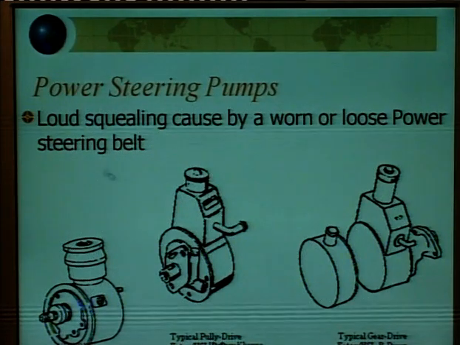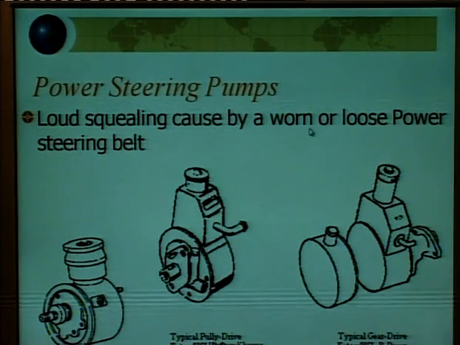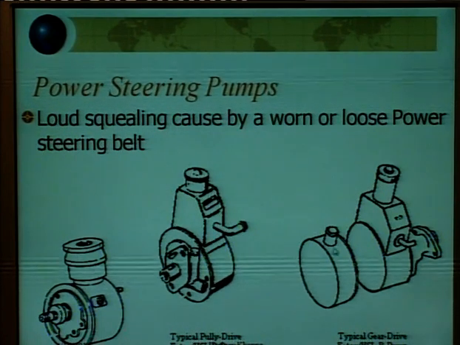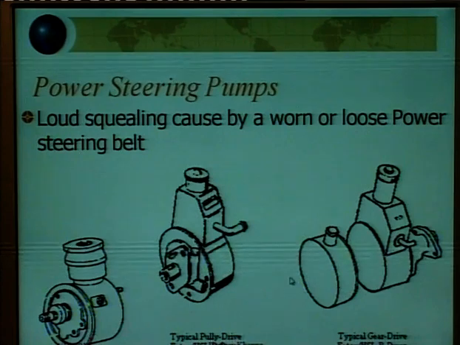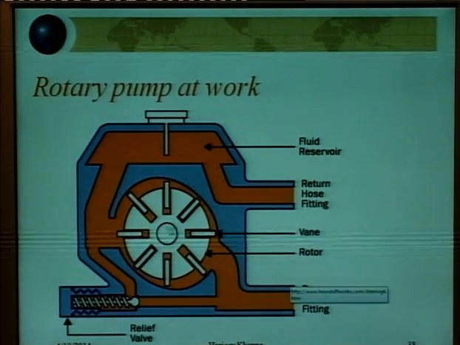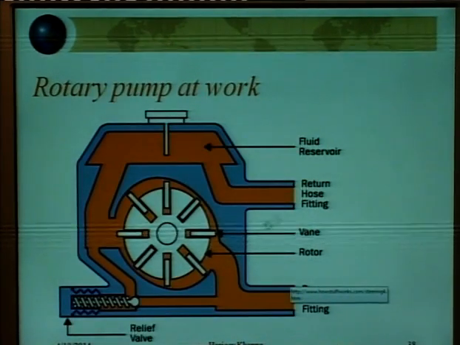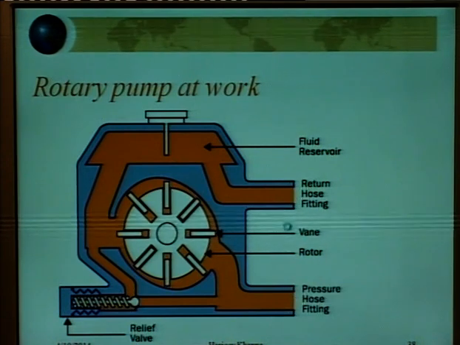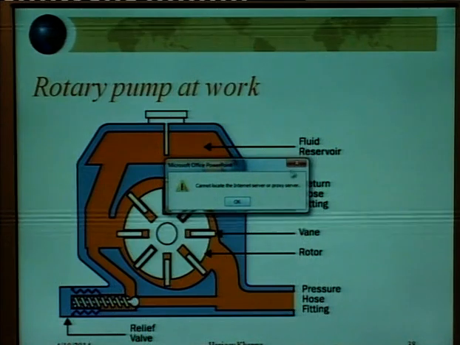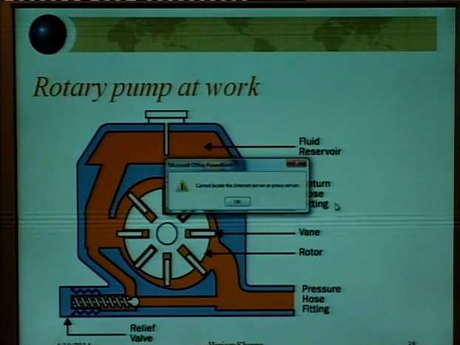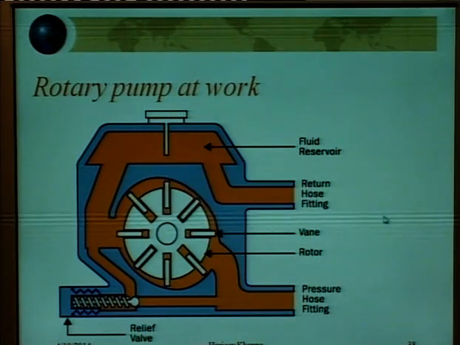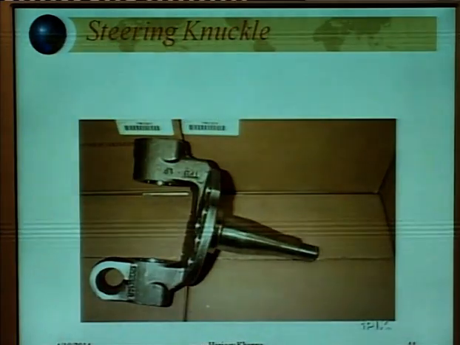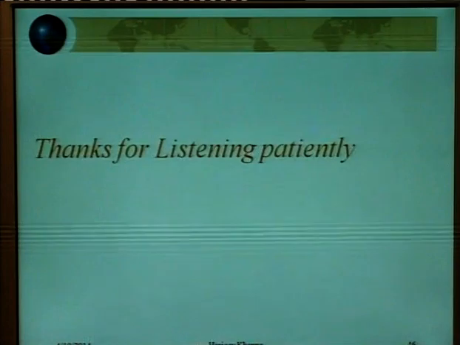This is the power steering pump. Loud squealing is caused by a worn or loose power steering belt. So these are the various pumps which are typically gear driven. The rotary pump. This is a rotary pump. Leaf valve, fluid reservoir. The vane type system is there to increase the pressure of the fluid. So, power steering box. This is the steering column. So, steering knuckle, tie rod to wheel.